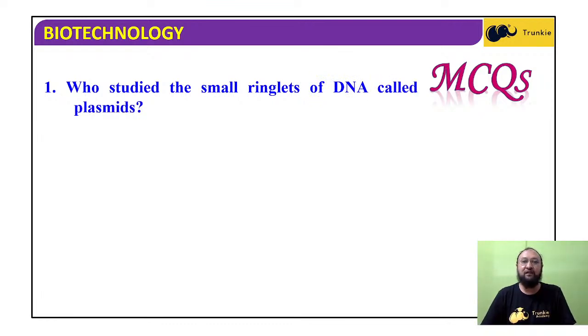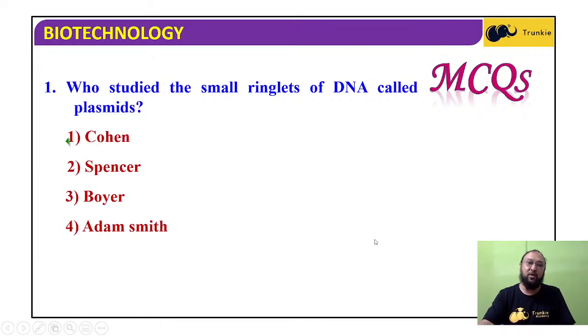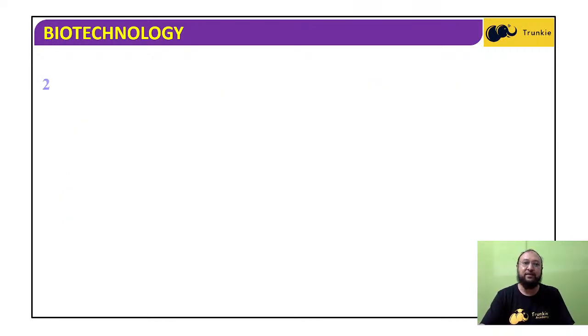Who studied the small ringlets of DNA called plasmids? This was done by Cohen. Okay, and not Spencer, it's not Boyer. It was Cohen. So this is the important point: you should remember a ringlet, that is the plasmid. Okay. This was studied by Cohen.